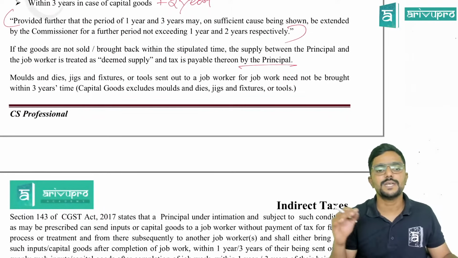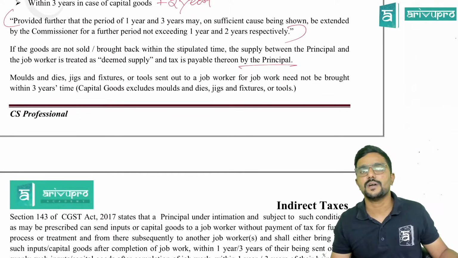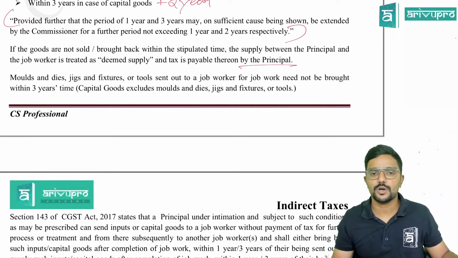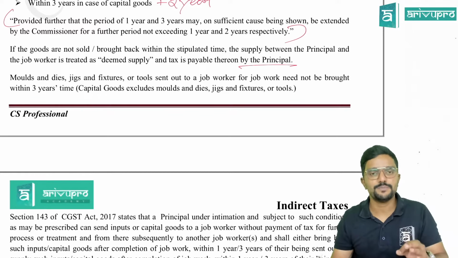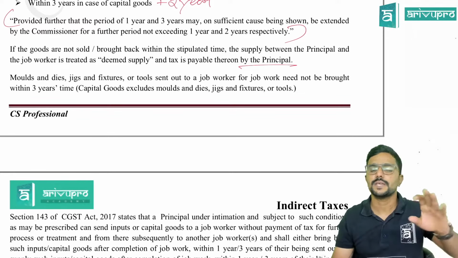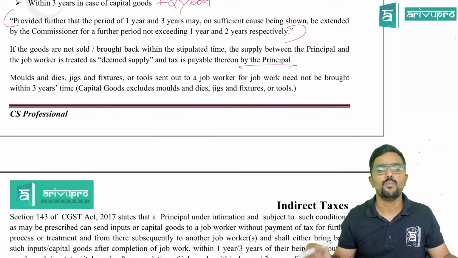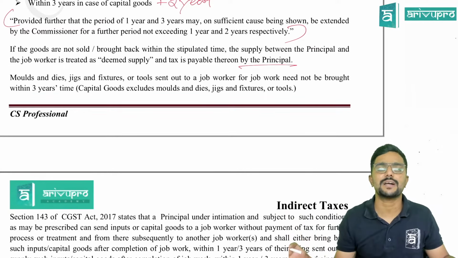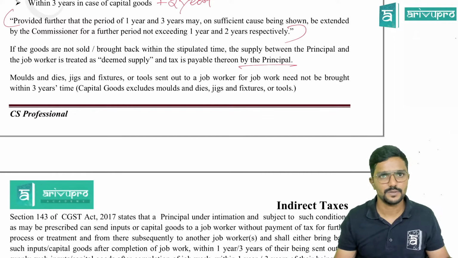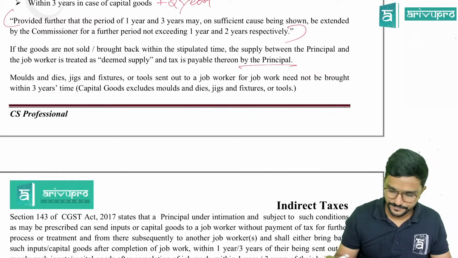Then molds and dies, jigs and fixtures and tools sent out to a job worker for job work need not be brought back within 3 years. So for this purpose, that is for job work purposes, capital goods excludes molds, dies, jigs, fixtures and tools. They need not be returned within 3 years, guys. Clear? Yes.